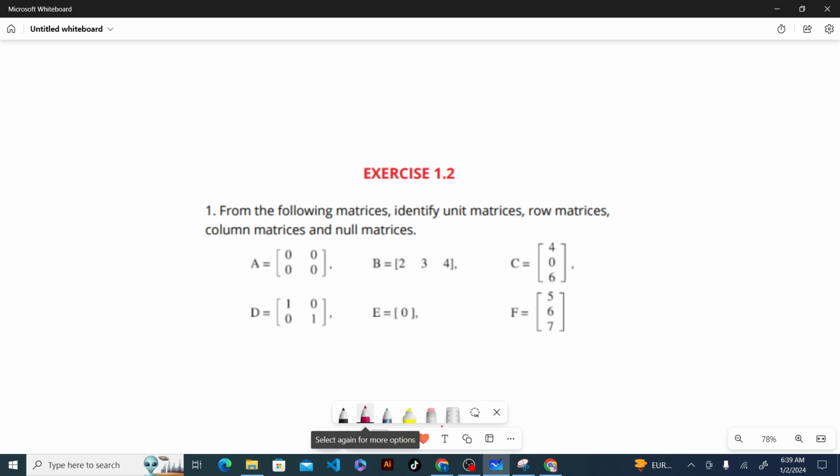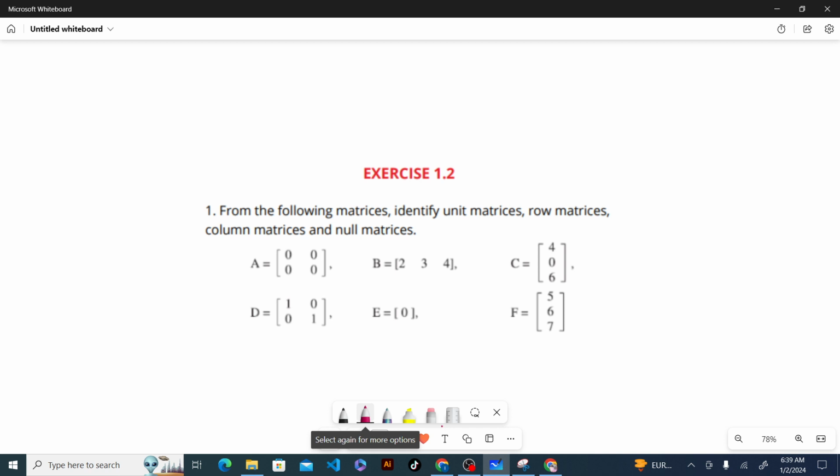So the first matrix is 0, 0, 0. Is it a unit matrix? No, it is not. The diagonal elements are not equal to 1. Is it a row matrix? No, it is not a row matrix. Why? Because it has two rows, and in a row matrix we should have only one row. Column? No, it is not a column matrix.